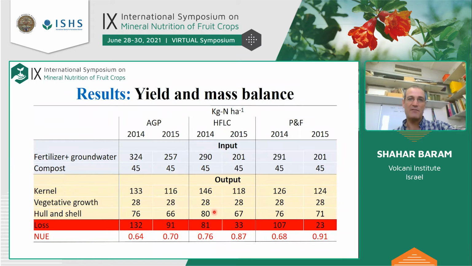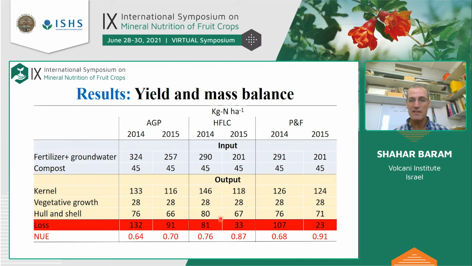So let's start by seeing if it affected yield. When we look at yield, you can see it as the N output in the kernel, a simple mass balance of the input versus output. The bottom line, we get an annual yearly loss in the AGP of around 100 kilograms of N per hectare. And the nitrogen use efficiency, as is well recognized in the literature, is around 70%, which is very high for orchards.